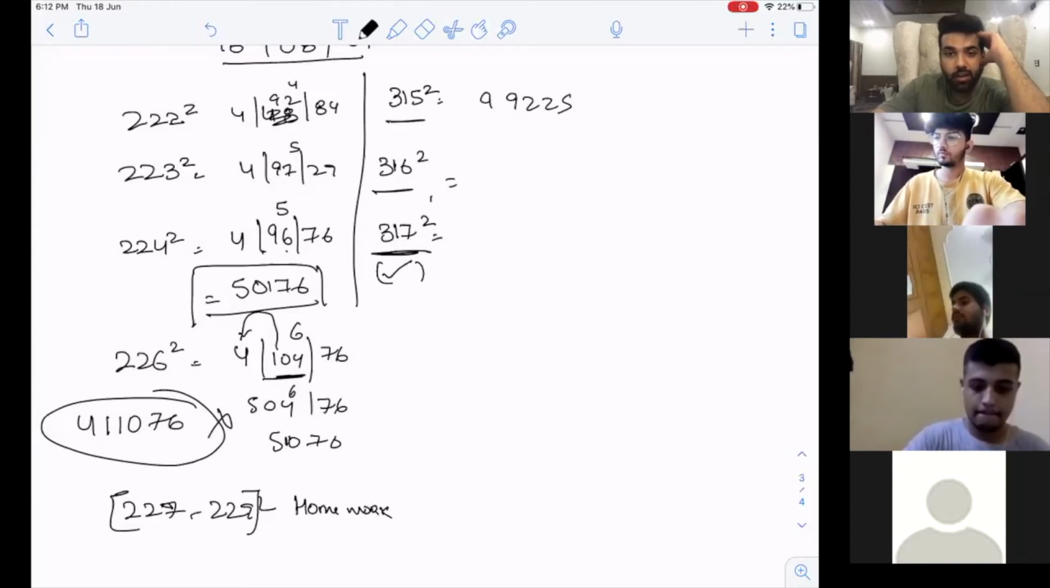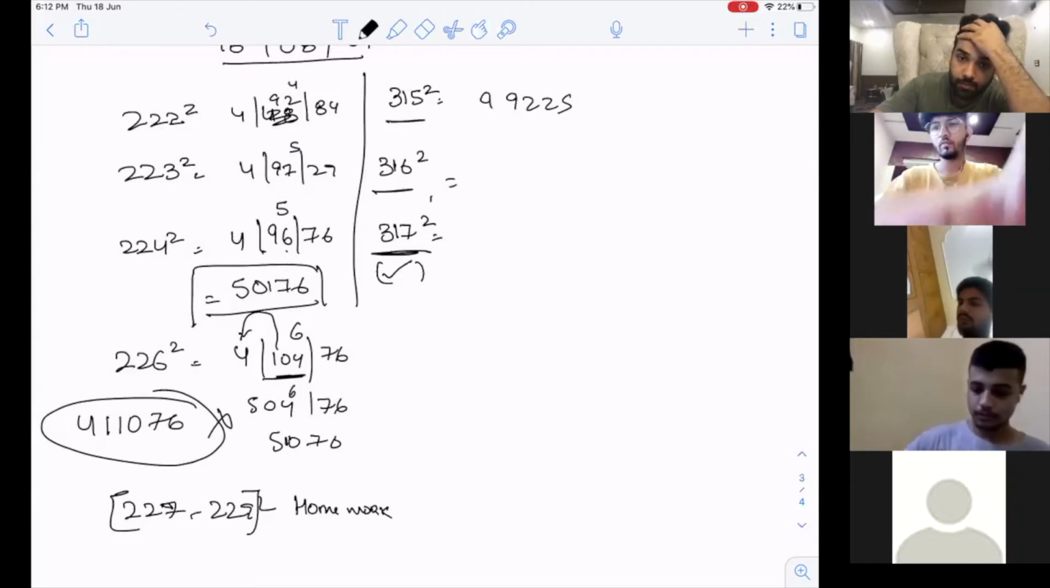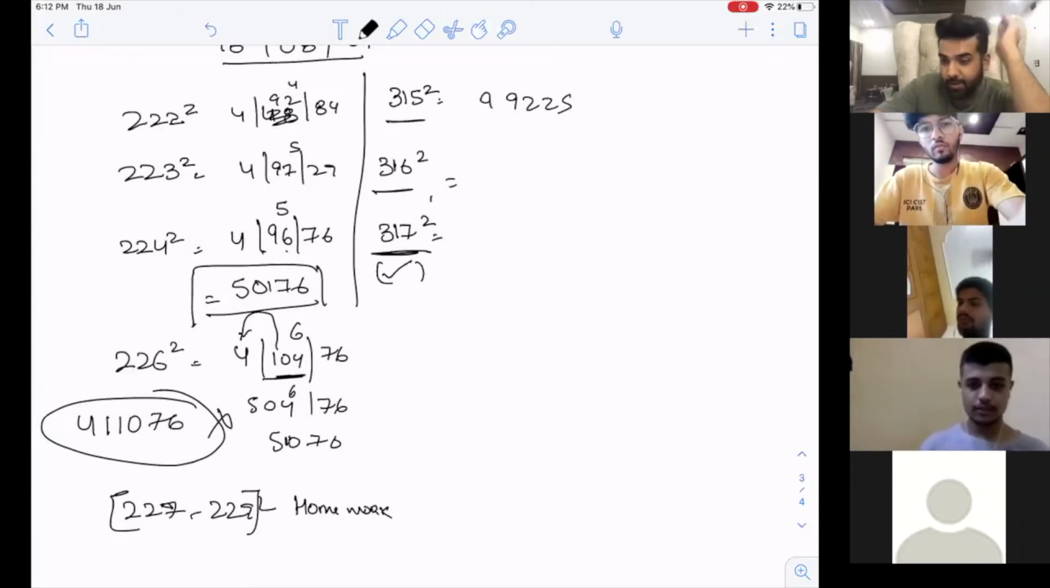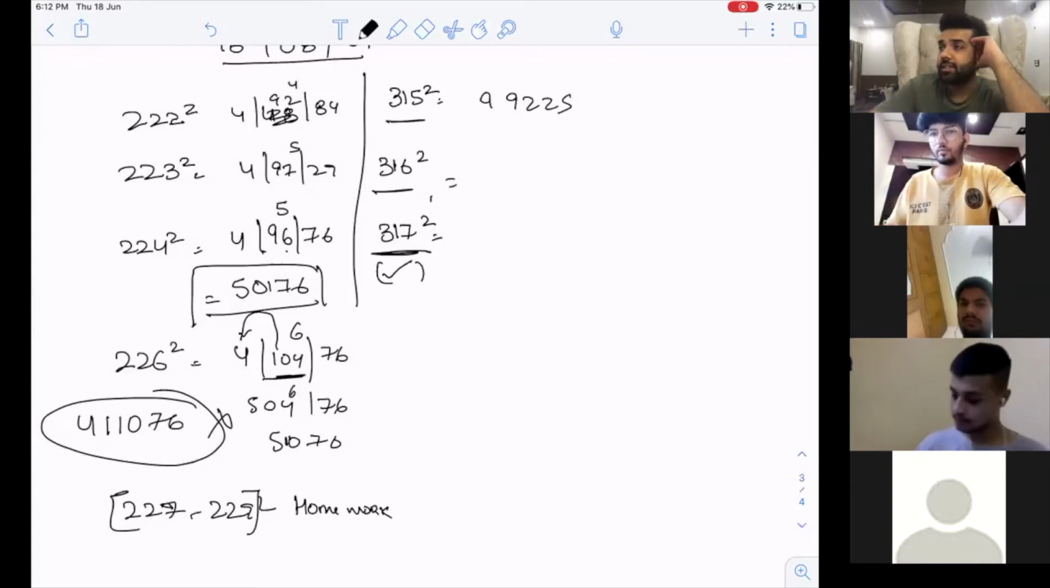316, anyone? Answer. Okay. 99856. 16 square is 256. 32, 32 threes are 96. 99856 is correct.